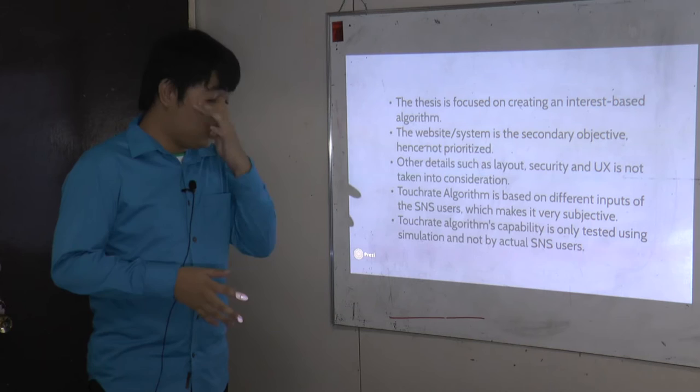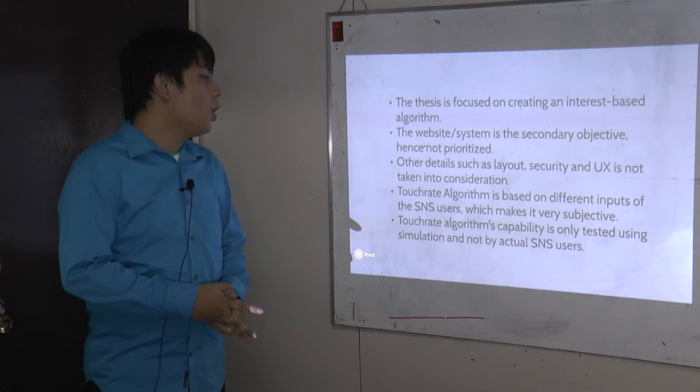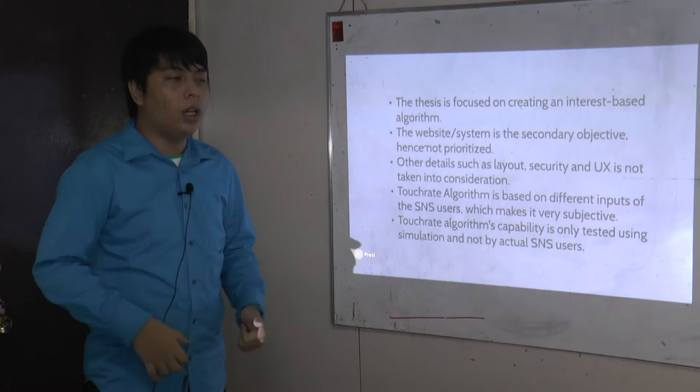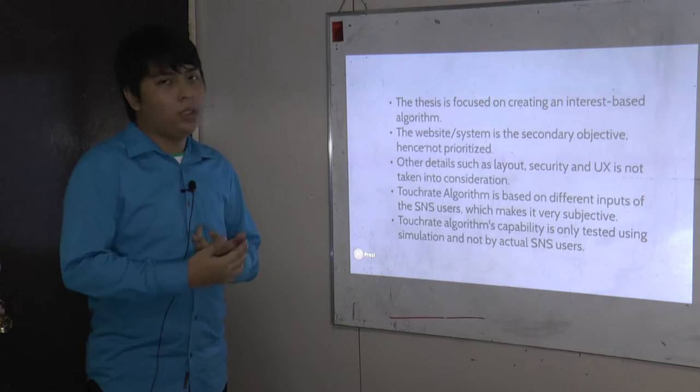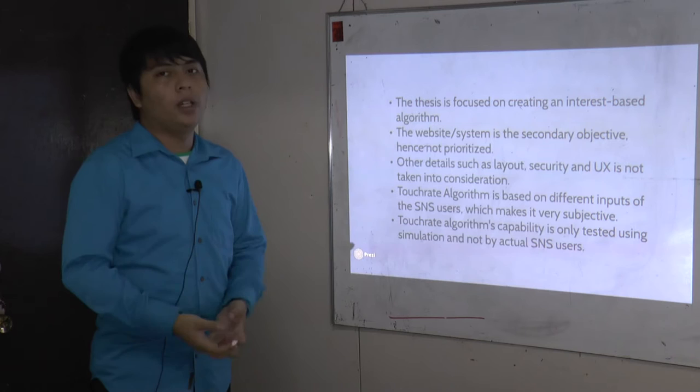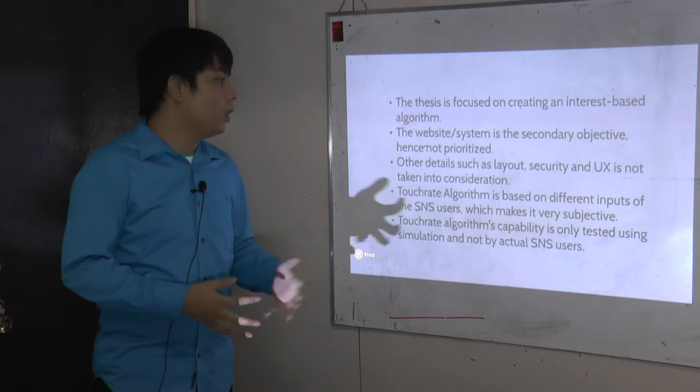The TouchDown algorithm is based on different inputs of the SNS users, which makes it very subjective. So this entire thesis is based on interviews, focus group interviews, a research survey, and several other inputs too. This thesis is just a product of the opinions of different social networking users. Since they are the users, I think their opinions matter the most for creating an interest-based content delivery algorithm.